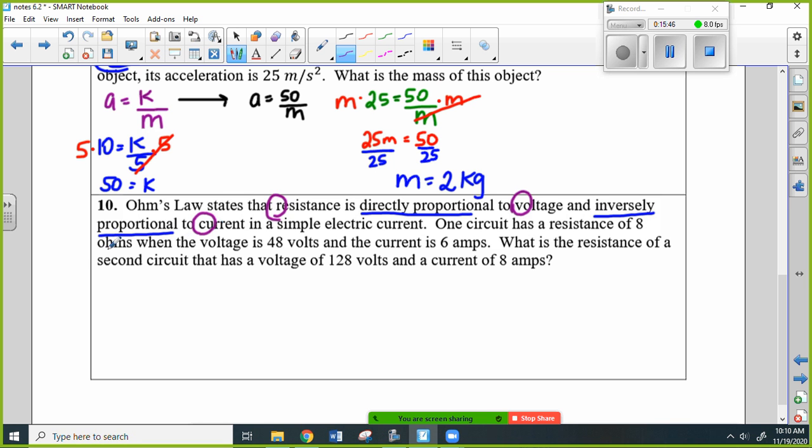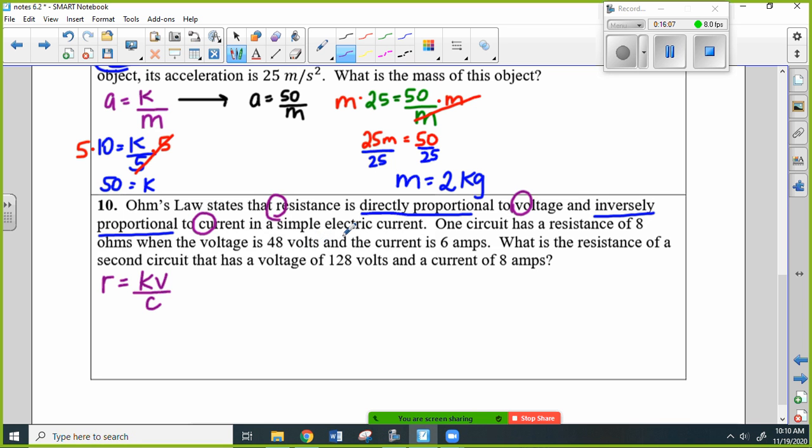All right, so here we go. Resistance is directly proportional to voltage. So you should have K times V, and then inversely proportional to current divided by C. Are we good with that? How'd y'all do on that? Good. Okay. Then we read on.